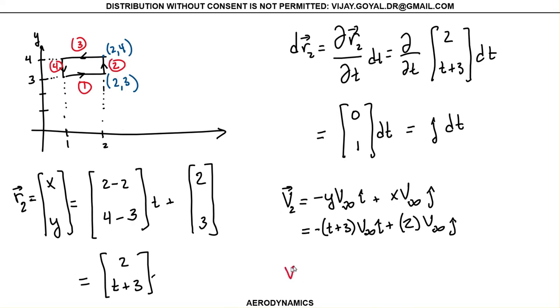So what you will do now is you take the dot product of dr2, and you see this is times j, so this will only give this one term. So that will be 2 times v infinite dt. That's what you get. Okay, just take the dot product. Okay, so let's repeat the same process for segment number 3.